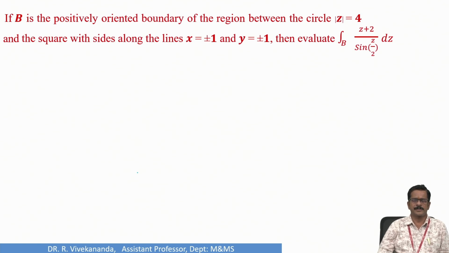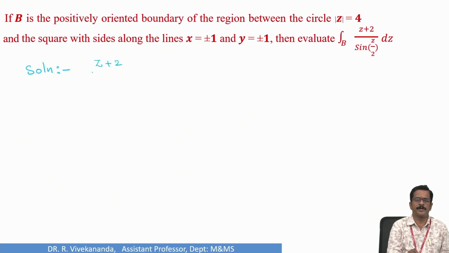First, you identify the integrand function. For that integrand function, you identify what singular points exist. Then you sketch out the region B. After that you check whether the singular points lie in that sketched region or not. First, I am taking the integrand function. The given integrand function is z plus 2 by sine of z by 2.